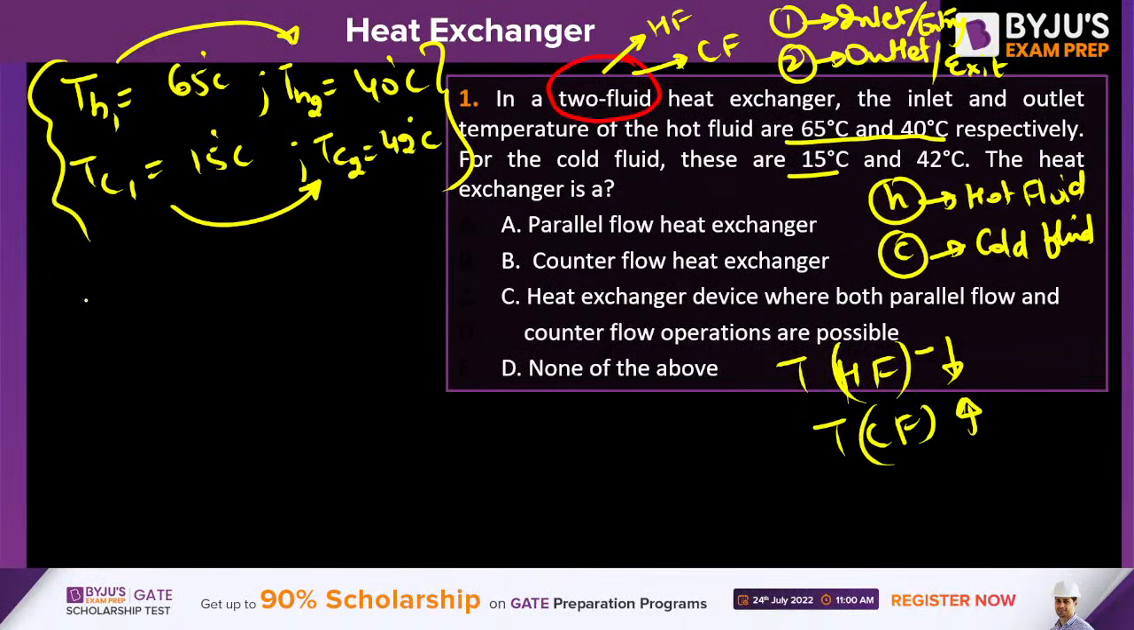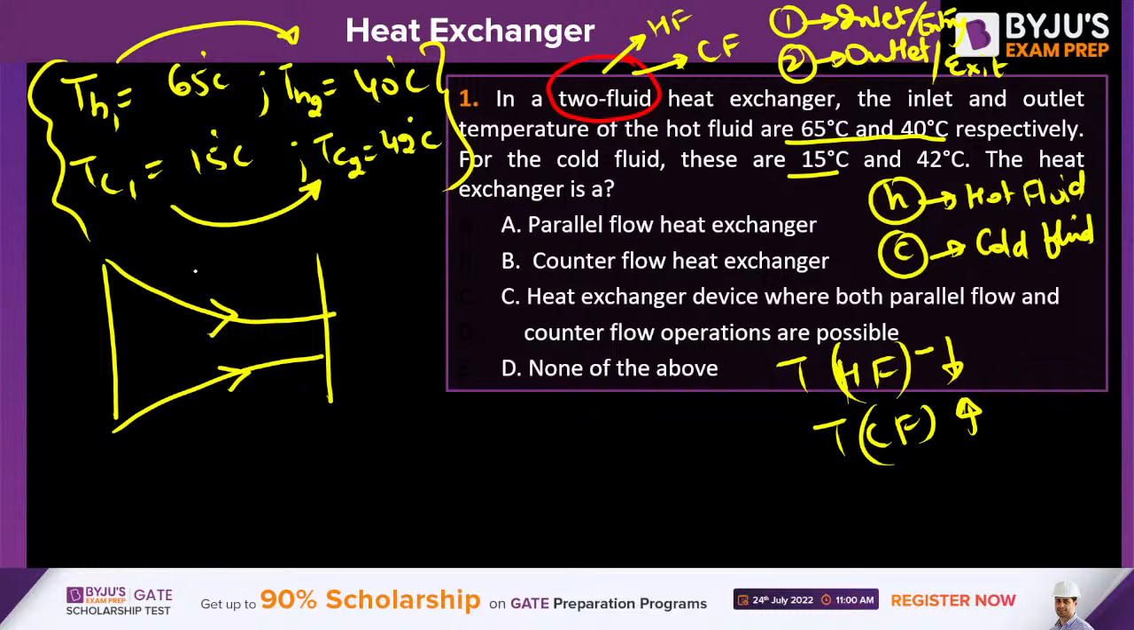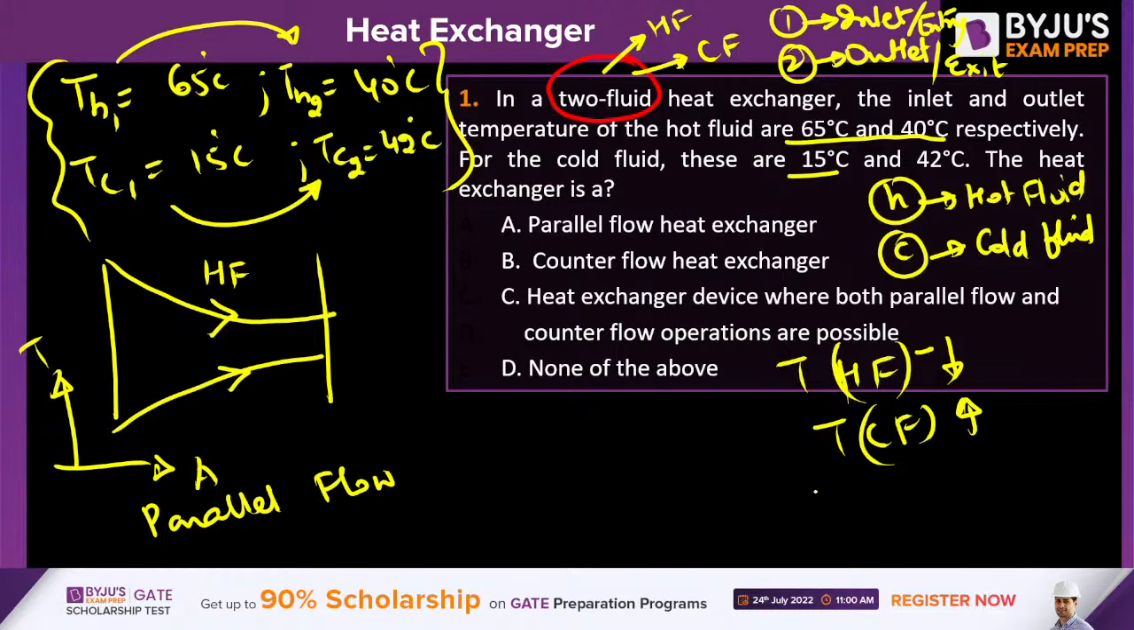If you see, for parallel flow heat exchanger, both the fluids are flowing parallel to each other and in the same direction. This is how the temperature versus area can be drawn for parallel flow heat exchanger. For parallel flow heat exchanger, the temperature versus area curve will be drawn like this. The hot fluid inlet temperature is TH1 and TH2 is the outlet temperature. This point represents TC1 and TC2.